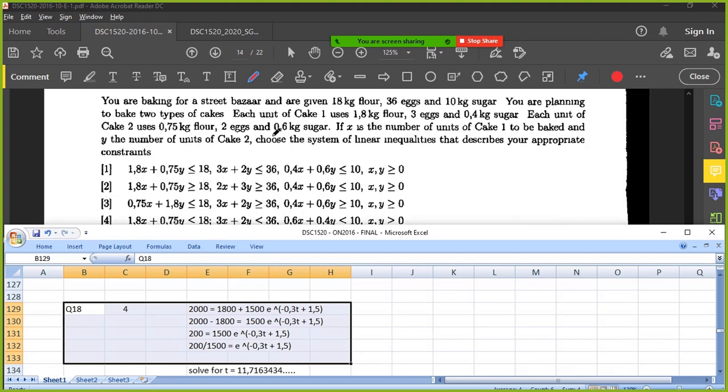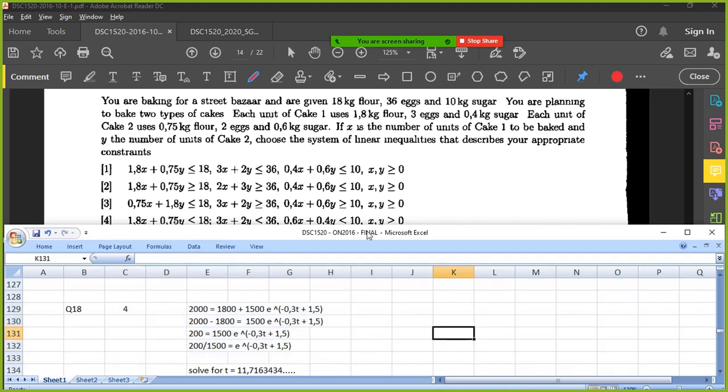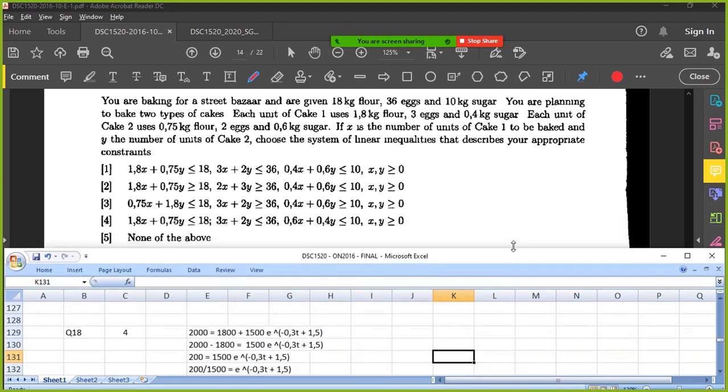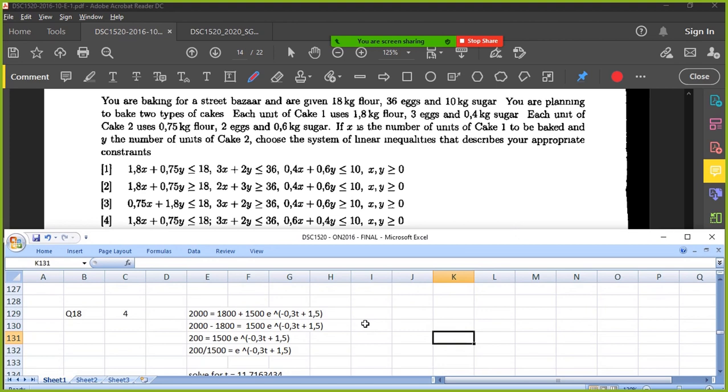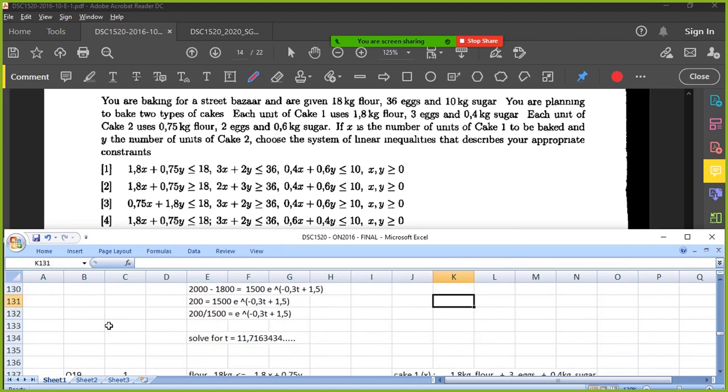Okay, we've looked at quite a few of these. Let's see if you can do this one. Which answer are you going to go with? 1, 2, 3, or 4? You do this one. You are baking for... Okay, that's the other one where you have to do the constraints.